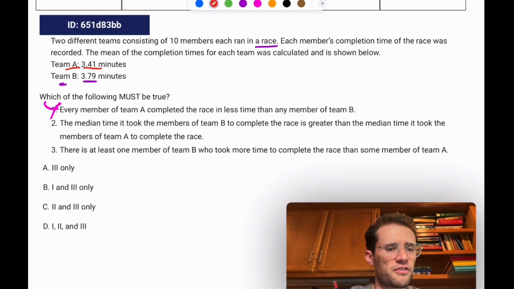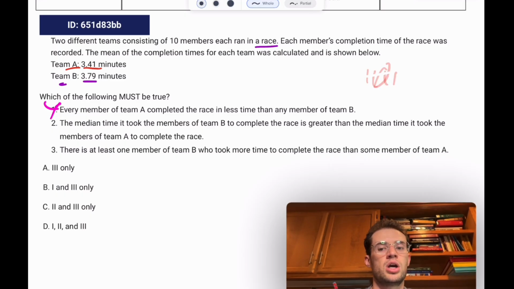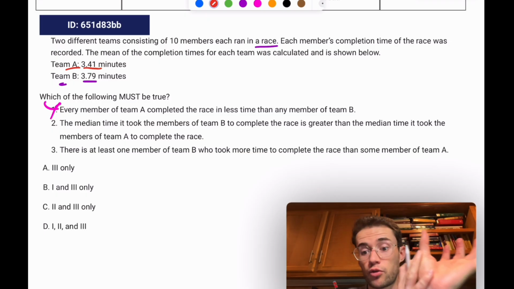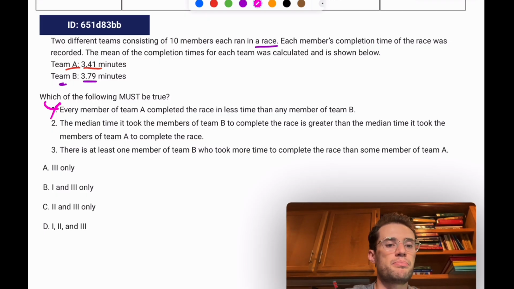So if you had a really fast runner, like a world-class runner on Team A, they could be an outlier that will bring their mean down, even if all of their other people were slower than the normal people on B, as long as their middle person was slower than the middle person on B. So maybe A had a couple of really fast people bringing down the average. Or on the other hand, maybe B had a couple of people who were really slow and they brought the average way up. I think that's actually easier to have because one person could take unlimited time, right?